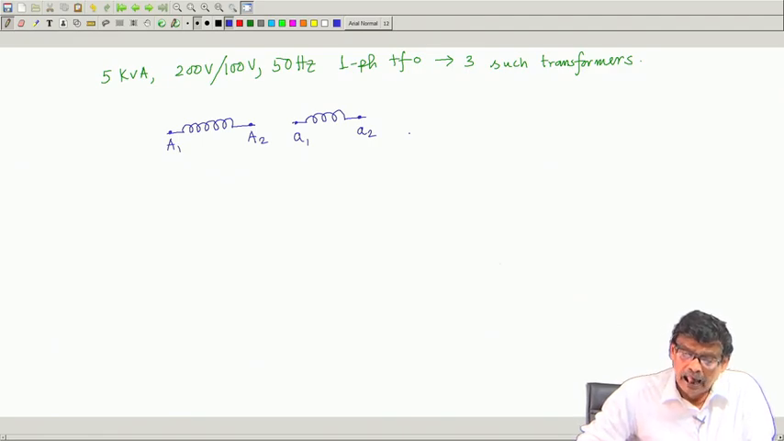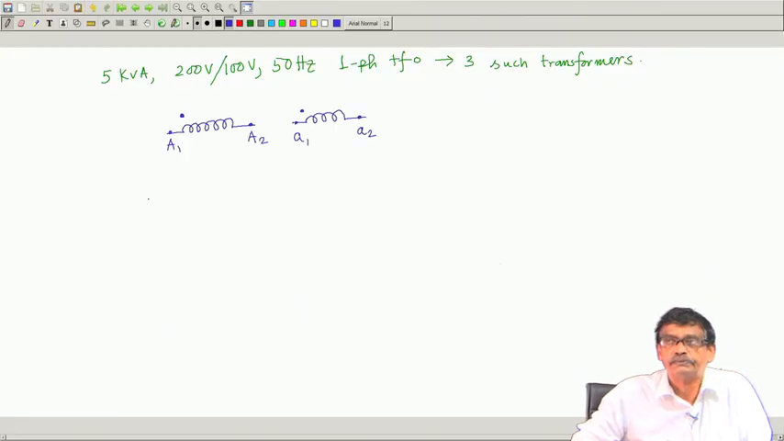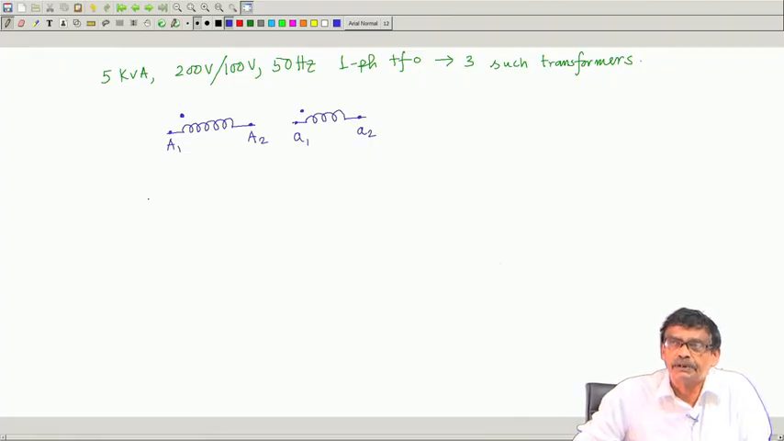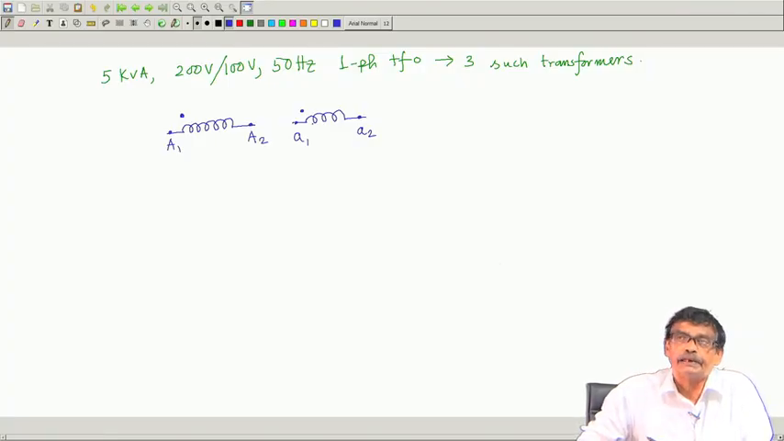and also I will assume that this terminal capital A1 and small a1 are dot, and that I know how to ascertain by doing some test. So, polarity test I will do, put the markings. So, this is one transformer, and this transformer I will call transformer A.